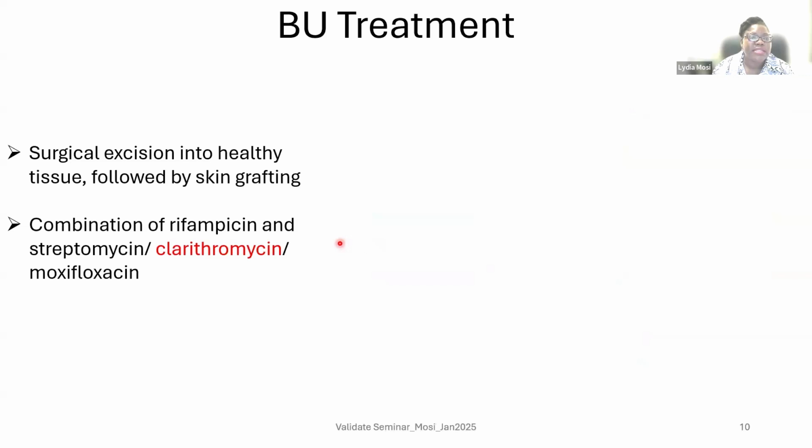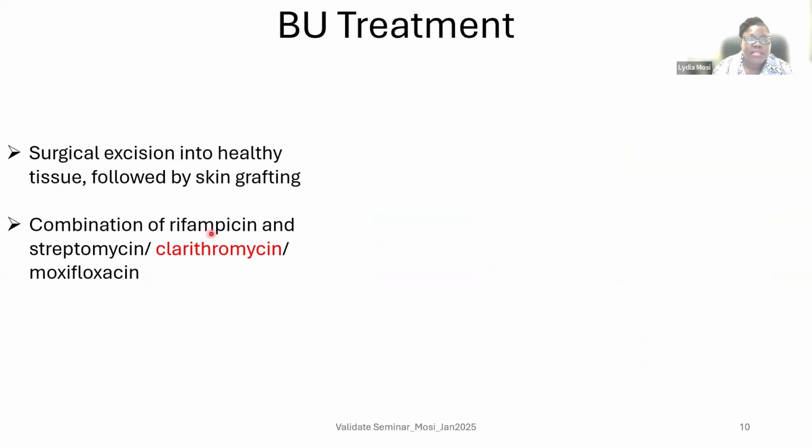So, treatment. Buruli ulcer can be treated, especially if it is diagnosed and reported early. Most of the time, surgical excision of the lesions is conducted into healthy tissue, followed by skin grafting. Alternatively, if the lesions are very small, a combination of antibiotics is very useful in treating the infection.